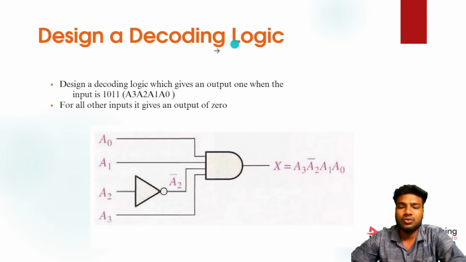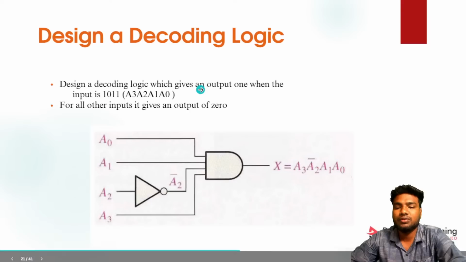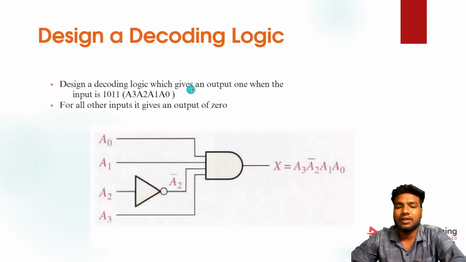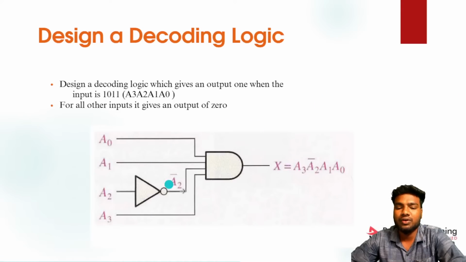So let's move on to another question. Design a decoding logic which gives an output of 1 when the input is 1 0 1 1. This is the circuit for this question. The inputs are 1 0 1 1, so you must get 1 as output. You can try this circuit: apply the inputs to the circuit and you will get the correct answer.